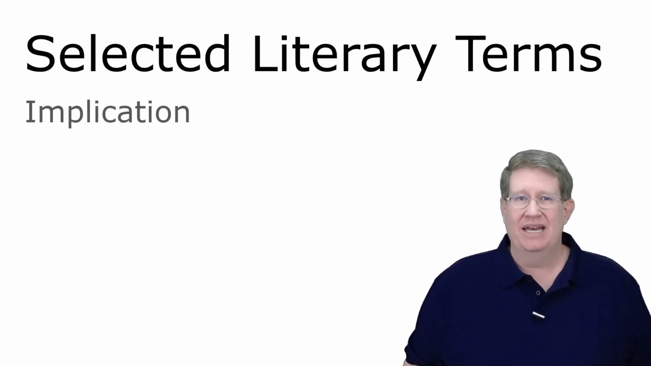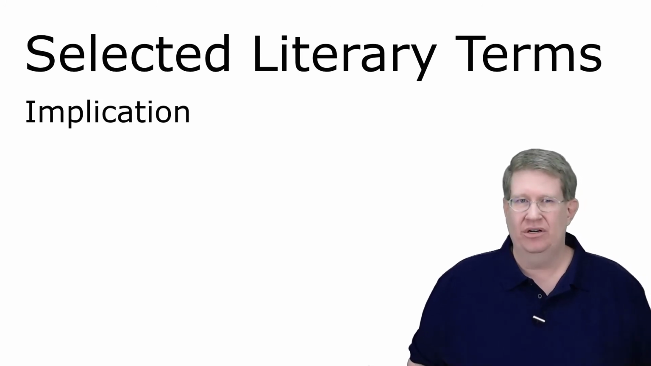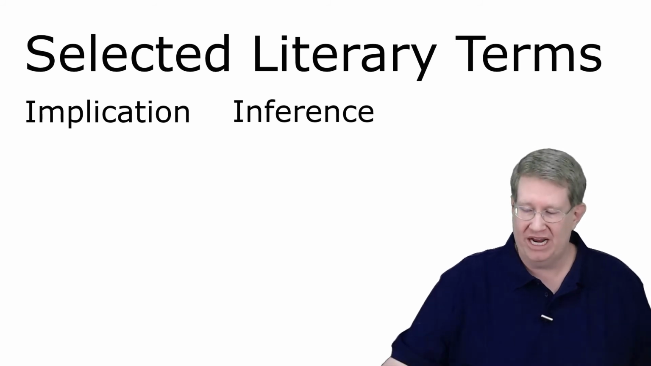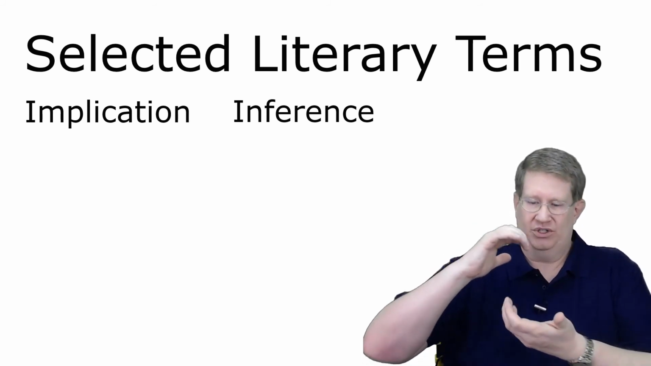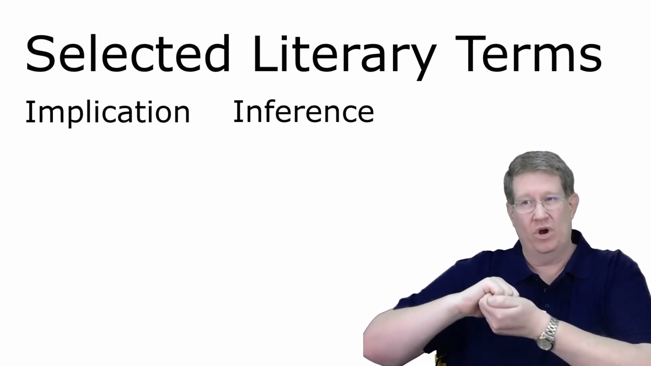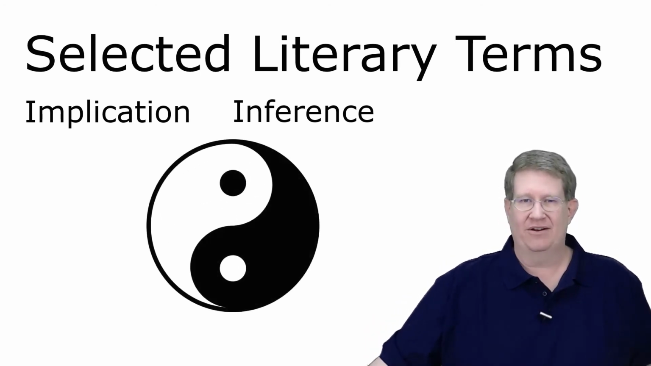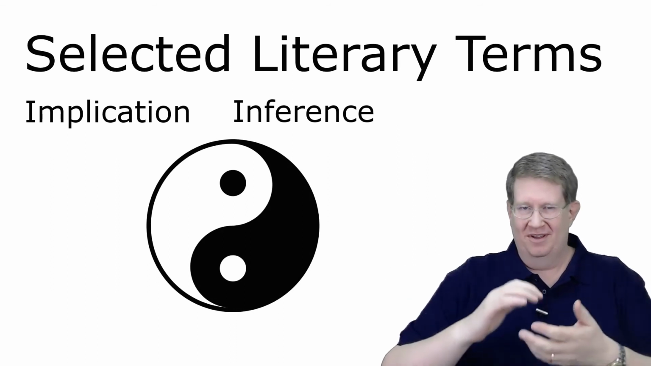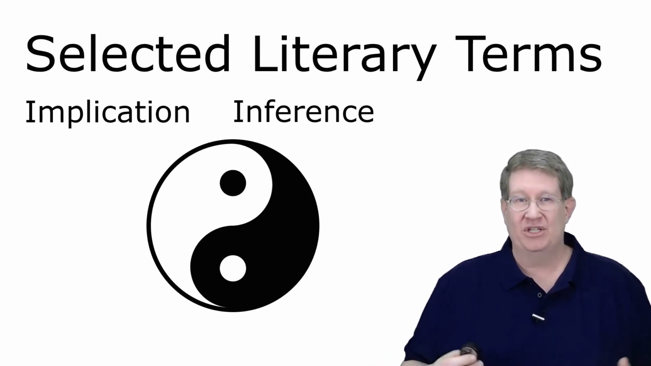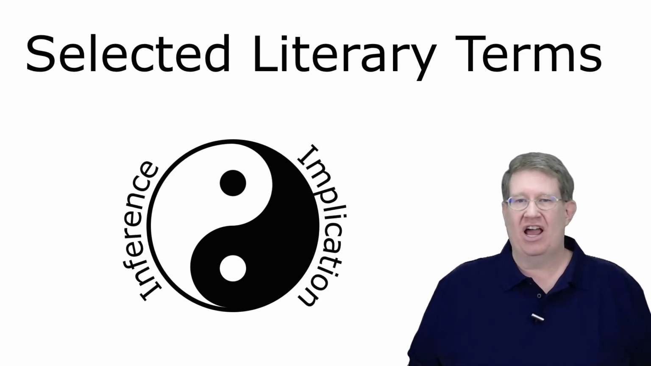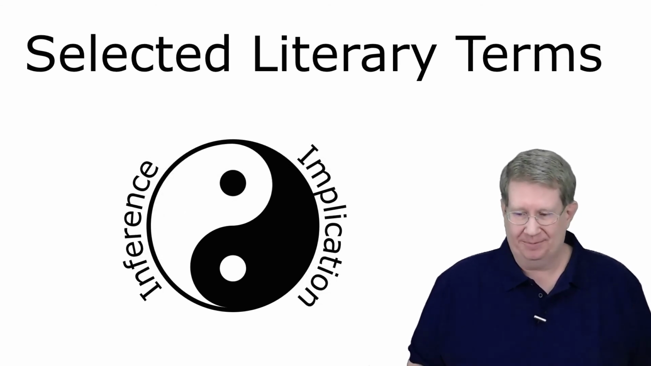Okay. The next one is implication and inference. So I just said the next one. Actually, these are two and they go together. These are two of those things that just fit together. If you understand one, you're going to understand the other. They go together. So hopefully you see the idea here and you understand the symbolism. You can't have one without the other. They are opposite sides of the same thing.